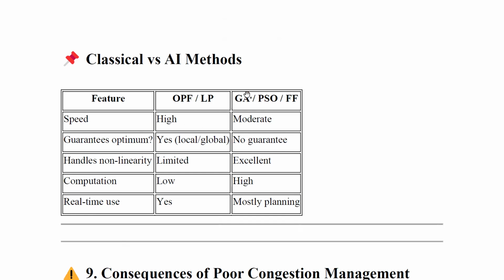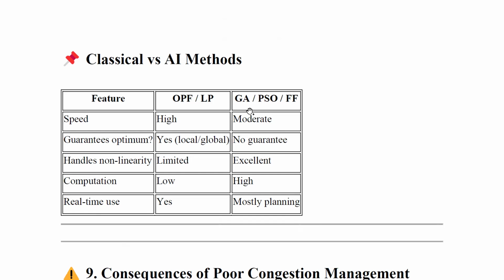For GA and PSO, because the model has to be trained, the time taken will be somewhat moderate. So the speed is moderate. Does it guarantee optimum? Yes, the classical methods guarantee local and global optimum. What are the main limitations of the optimization algorithms? They will give the best solution 99% of the time, but 1% they will not, so there is no guarantee. Next, for handling non-linearity, the classical optimization is limited.